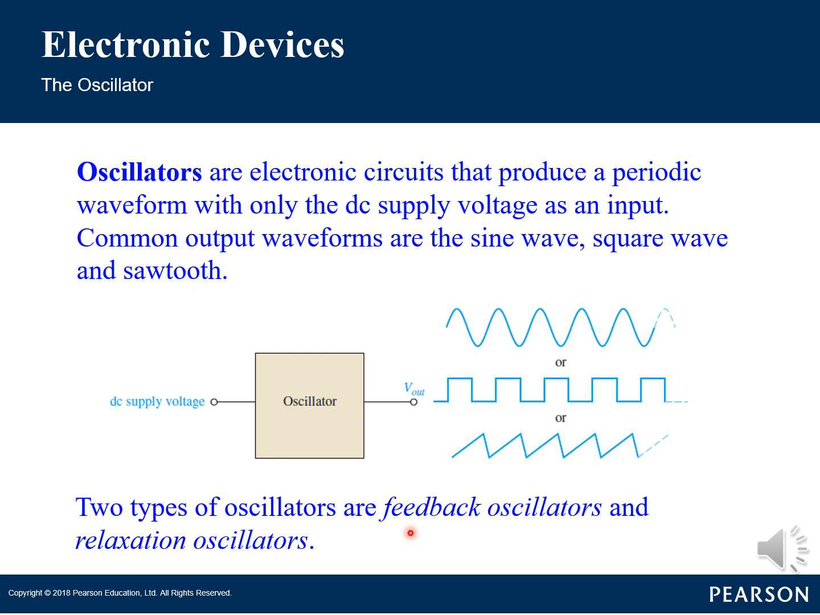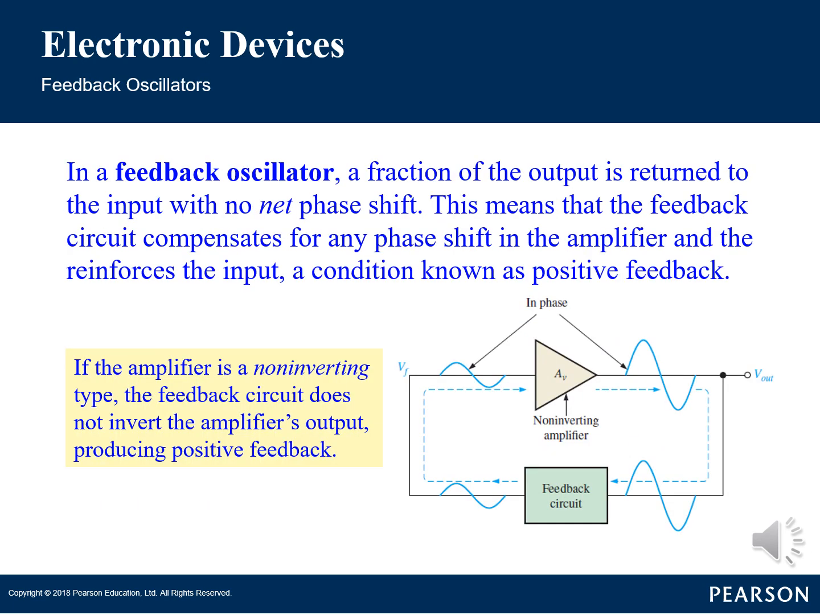Two main types of oscillators are feedback oscillators and relaxation oscillators. Feedback oscillators are electronic circuits that generate a continuous waveform by using the principle of positive feedback. Positive feedback is a phenomenon that occurs when a portion of the output signal is fed back into the input, resulting in an amplification of the original signal. This process repeats itself, causing the circuit to oscillate and generate a continuous waveform.